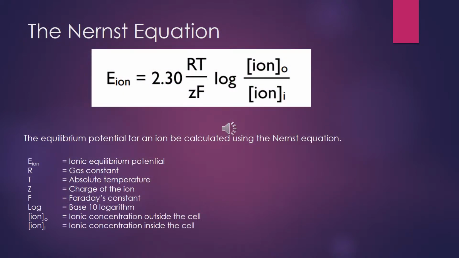The equilibrium potential for an ion can be calculated using the Nernst equation. This is where E ion is ionic equilibrium potential, R is a gas constant, T is absolute temperature, Z is charge of the ion, F is Faraday's constant, log equals base 10 logarithm, ion out is ion concentration outside of the cell, and ion in is ion concentration inside of the cell. The Nernst equation can be derived from the basic principles of physical chemistry. Let's see if we can make some sense of this.